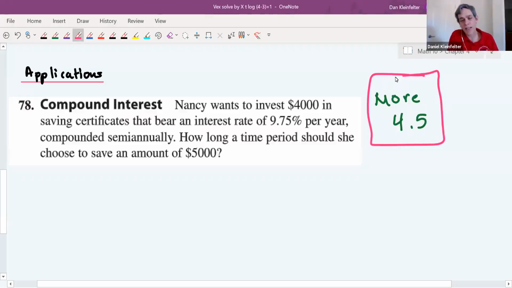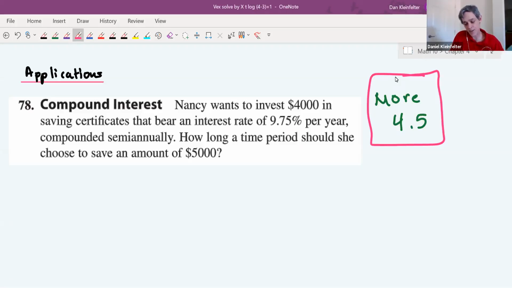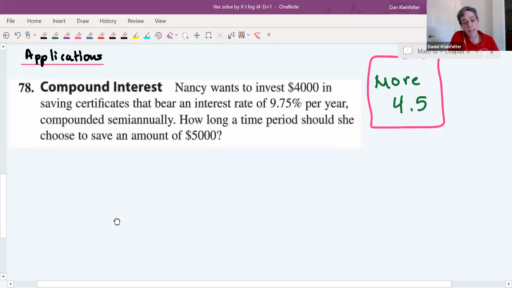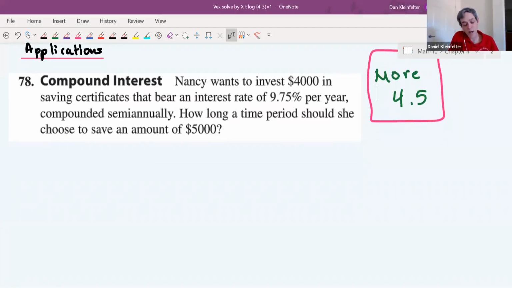Right, welcome back everybody. In this video, we're continuing with section 4.5 with exponential and logarithmic equations. And in this video, we'll be focusing on applications. The story for this one is that Nancy wants to invest $4,000 in savings certificates that bear an interest rate of 9.75% per year, which is awesome, compounded semi-annually. We want to know how long a time period she should choose if she wants to save an amount of $5,000. So she's putting 4,000 in and she wants to get 5,000 out. So how long is it going to take?